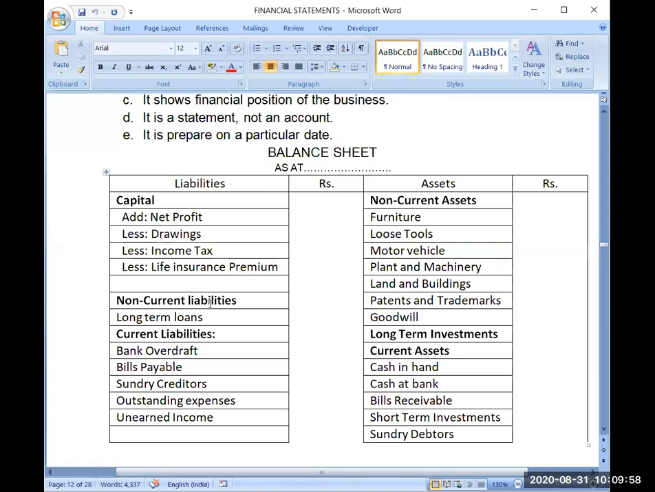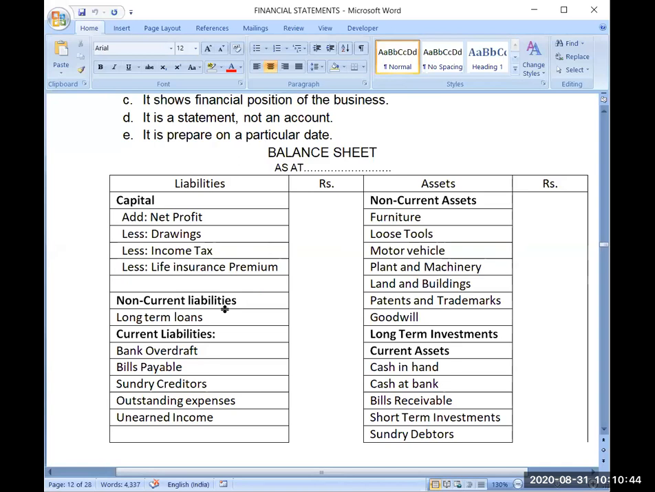Now coming to the non-current liabilities. What are non-current liabilities? You have learned all these terms in chapter number 2, accounting terms. Do you remember non-current liabilities? Can anyone tell me? Okay, I will explain. Non-current liabilities are the liabilities which are paid after at least 1 year.